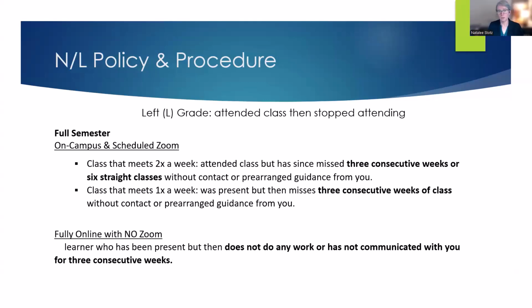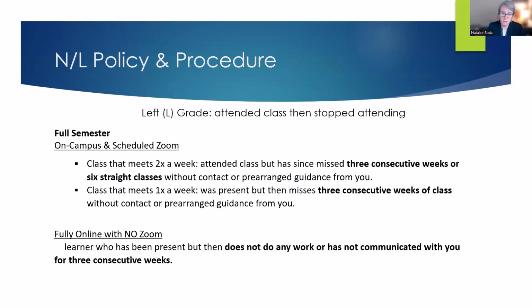With the L grade, the leave, it means that they were attending class, but then they stopped attending class. So for the full semester, if a class meets on campus or has scheduled Zoom meetings twice a week, they attended the class, but then they miss 3 consecutive weeks or 6 straight classes without contacting you, they're going to get an L grade.